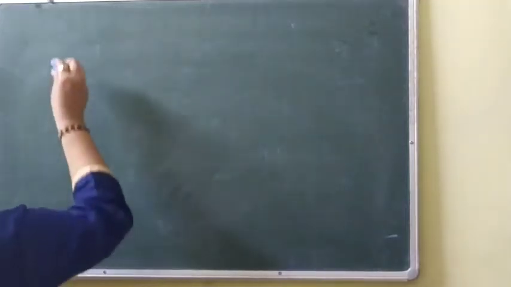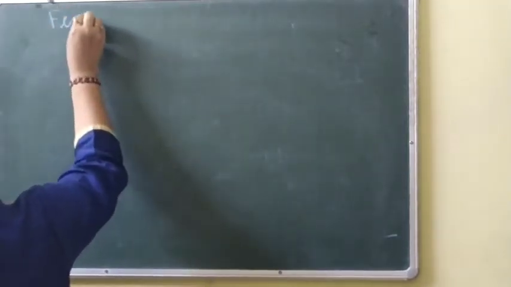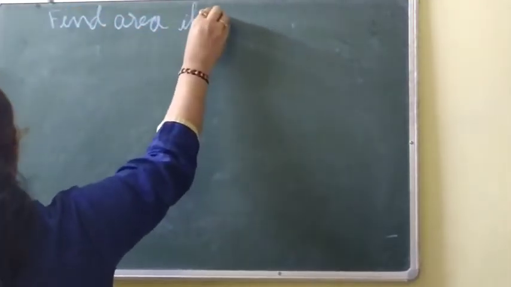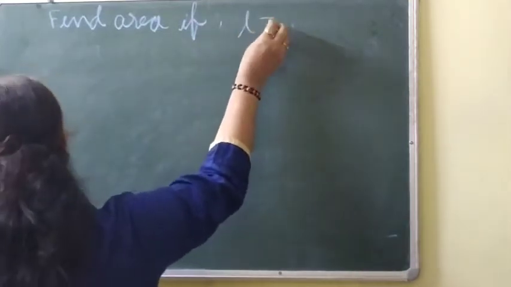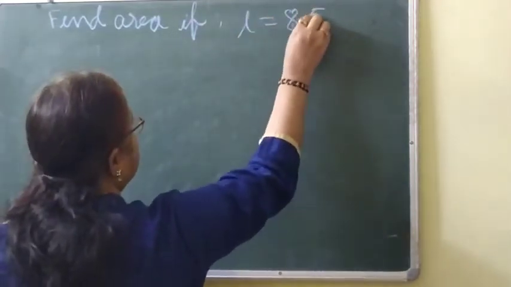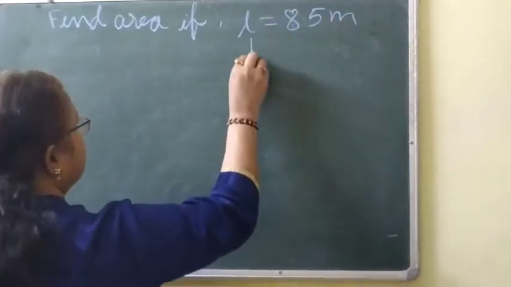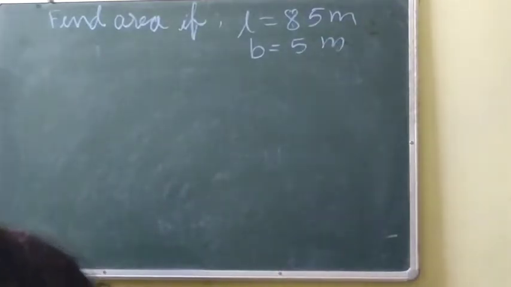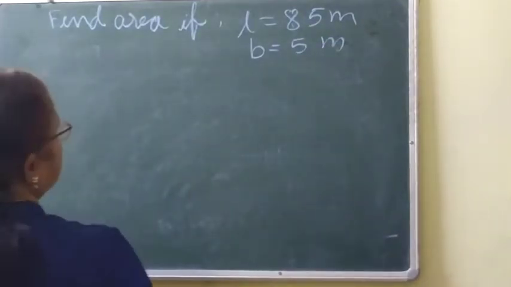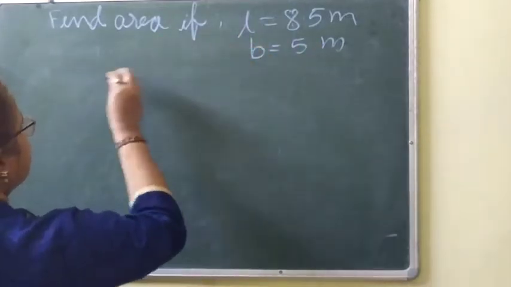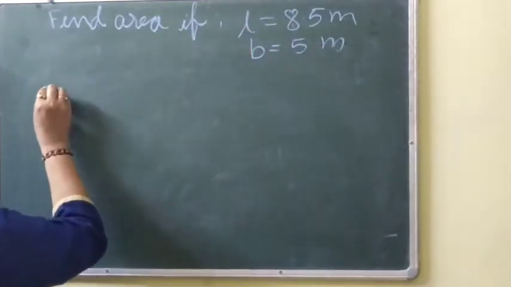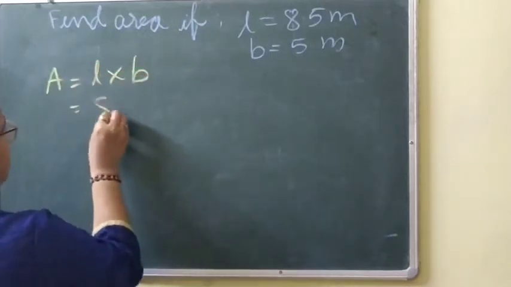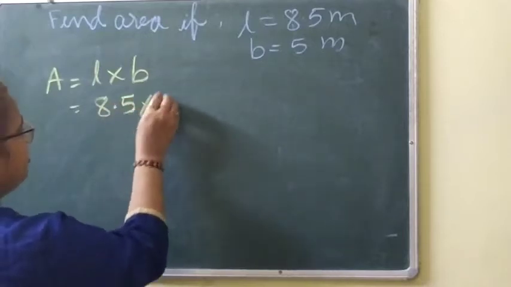So question number 1. Find area if L is equal to 8.5 meter and breadth is equal to 5 meter. How will we find out the area? We know that the area is equal to length into breadth. So we will write area is equal to length into breadth, and so 8.5 into 5.